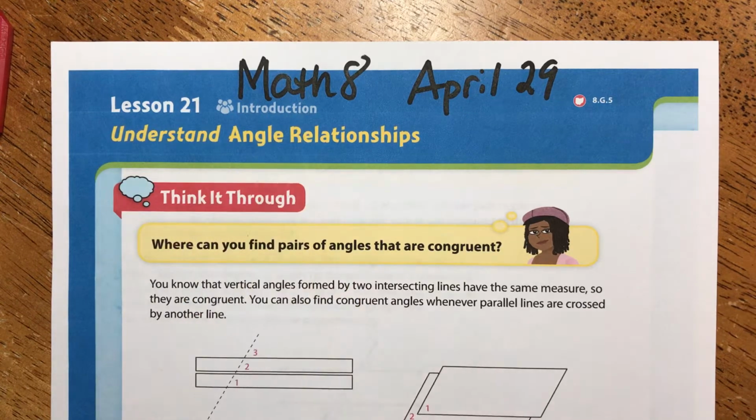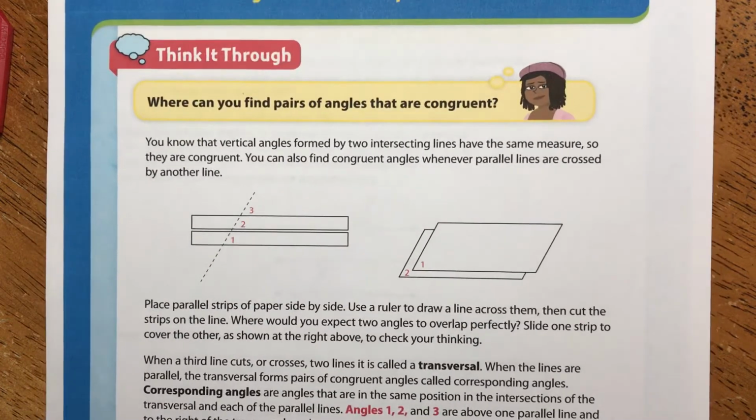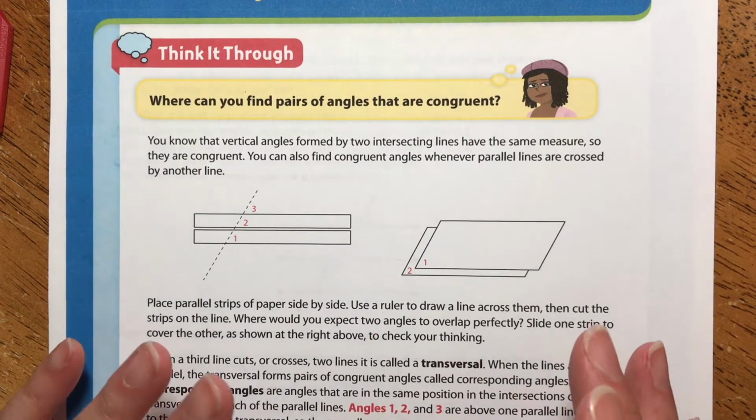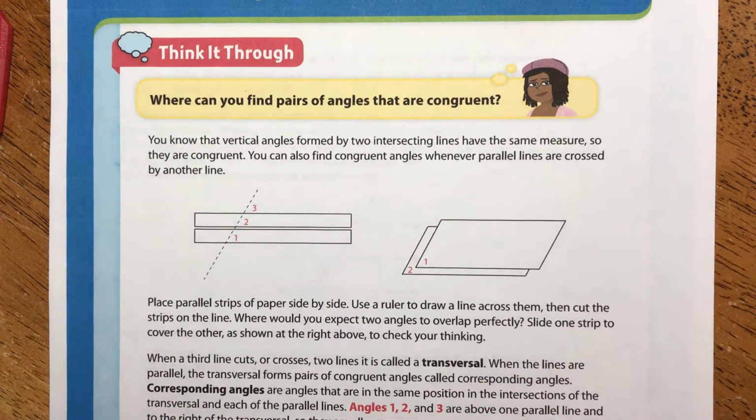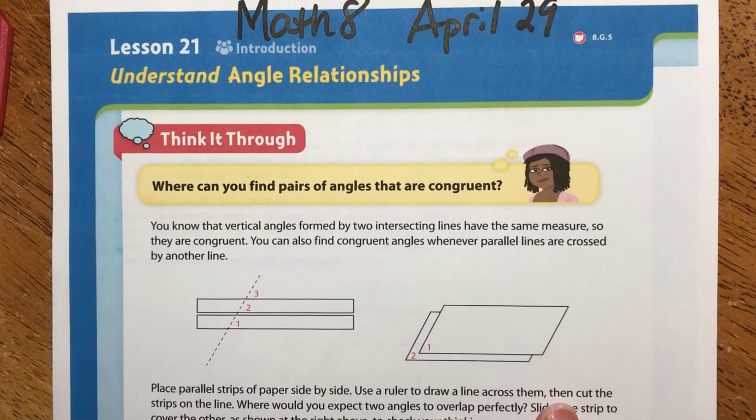So we're starting understanding angle relationships. Actually, this lesson today has very little actual activity, and it's almost all vocabulary. So we're going to go over these together. Make sure you understand the words. You might very well want to get your notebook out and write these down. Lesson 21 in your notes.